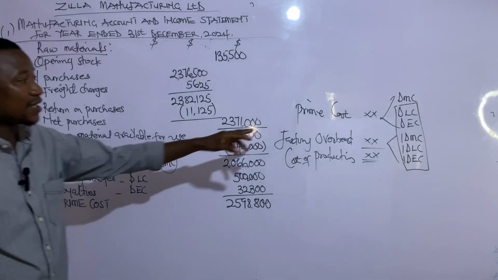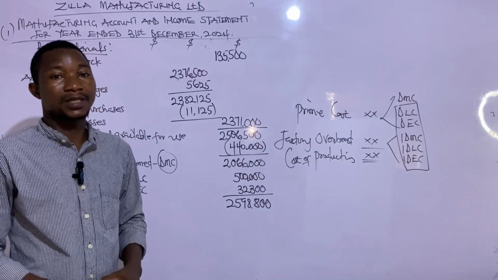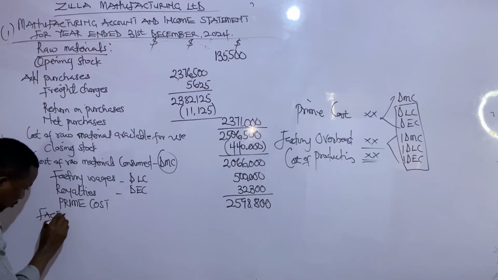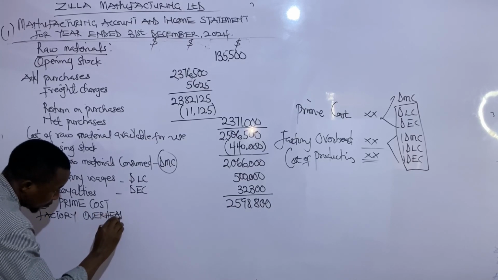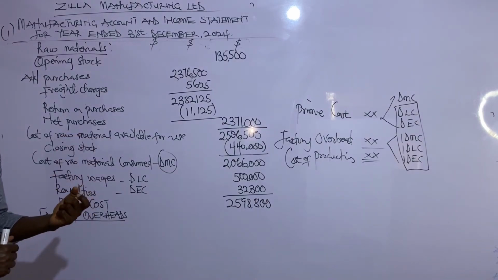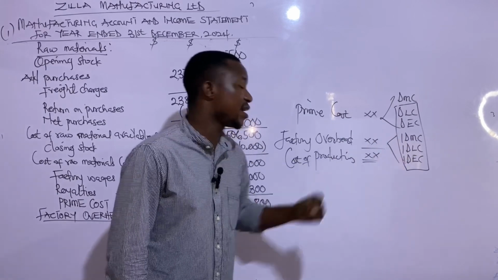Good. Now, after determining the prime cost, the next thing to look for is the factory overheads to determine our cost of production. Is that okay? So we move to what we call factory overheads. Because the addition of prime cost and factory overheads will now give us the cost of production, and that is basically the reason why we prepare a manufacturing account. So when we look through the question, we have to identify factory overheads. Factory overheads are those indirect costs that are incurred in the production process. So it is the indirect material cost, indirect labor cost, and indirect expenses cost.